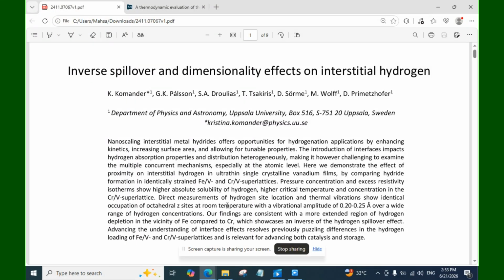Direct measurement of hydrogen site location and thermal vibrations show identical occupation of octahedral z sites at room temperature with a vibrational amplitude of 0.20 and 0.25 over a wide range of hydrogen concentrations.